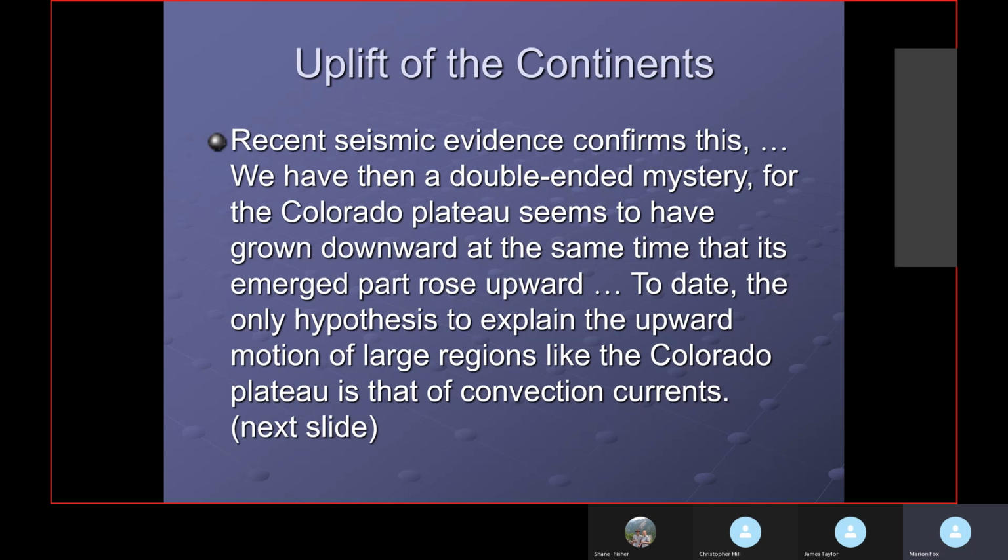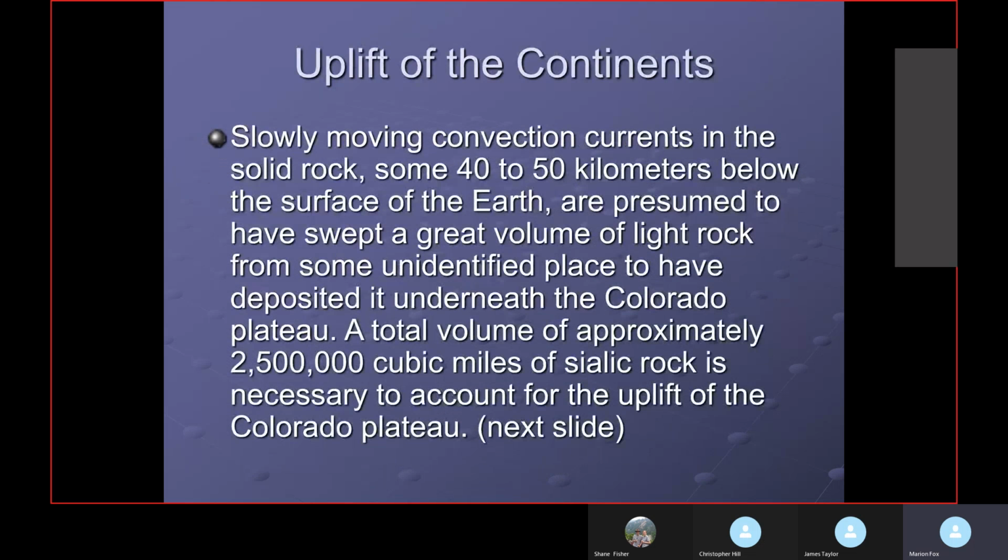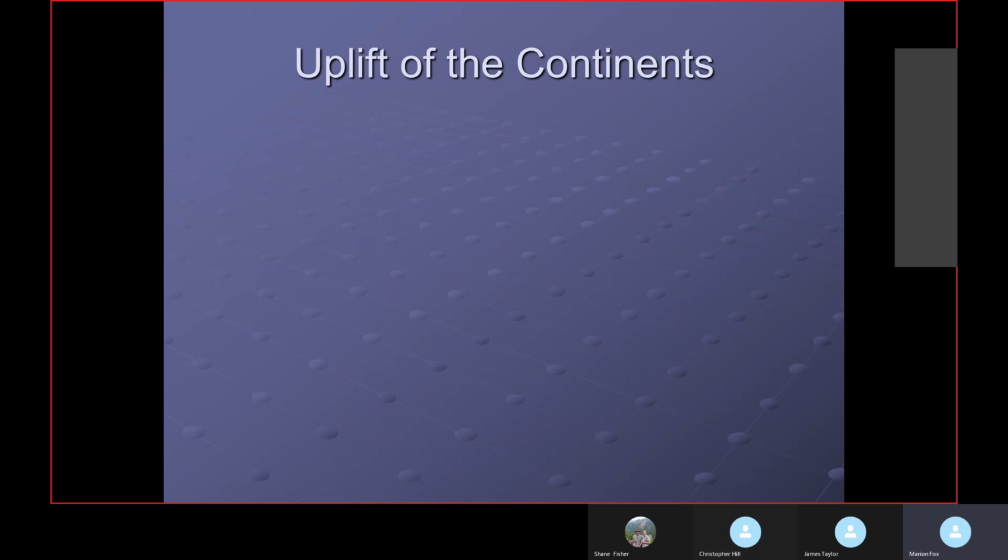To date, the only hypothesis to explain the upward motion of large regions like the Colorado Plateau is that of convection currents. Slowly moving convection currents in the solid rocks some 40 to 50 kilometers below the surface of the Earth are presumed to have swept a great volume of light rock from some unidentified place to have deposited underneath the Colorado Plateau. A total volume of approximately 2.5 billion cubic miles of sialic rock is necessary to account for the uplift of the Colorado Plateau. So you had to have a lot of rock.